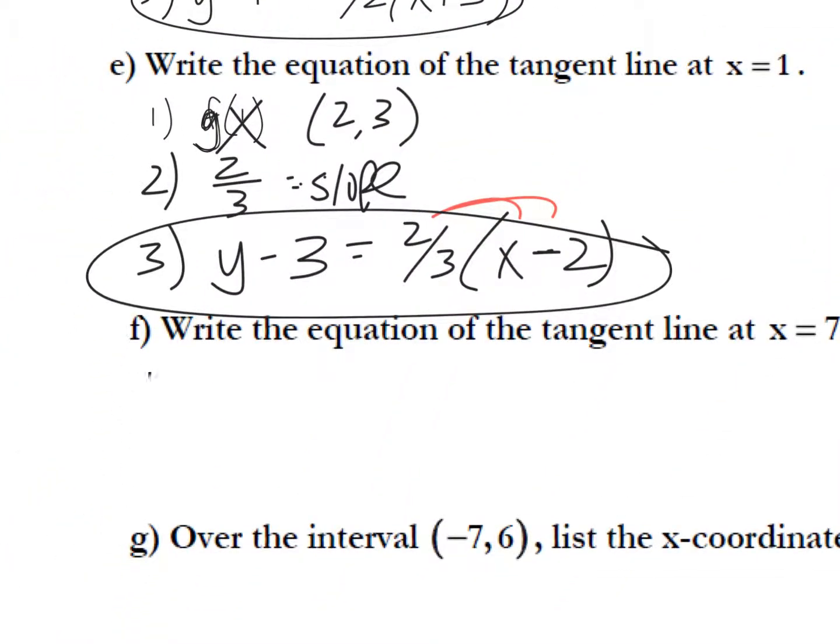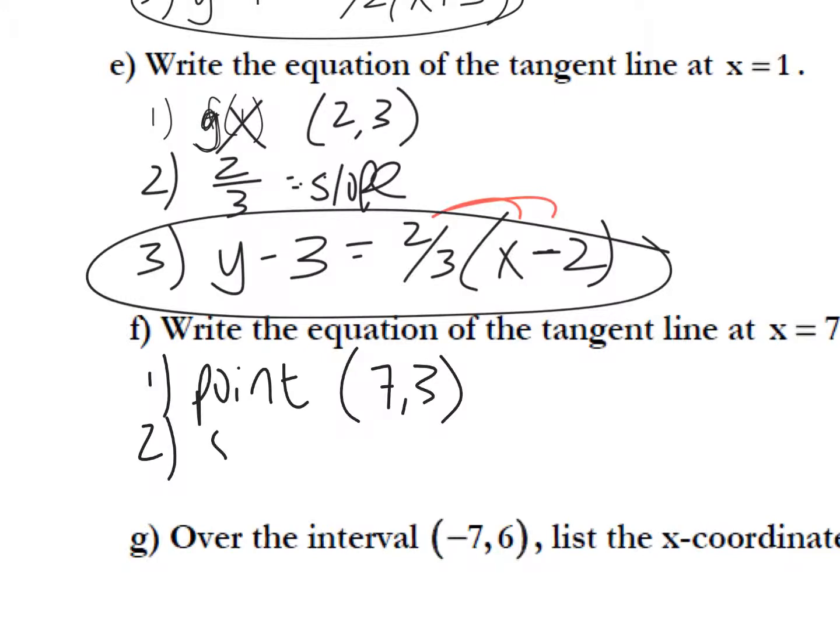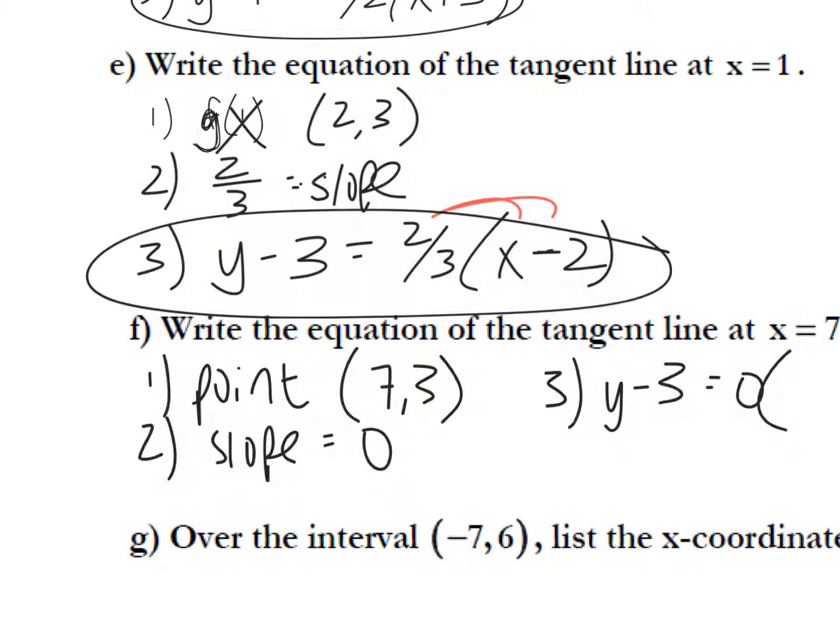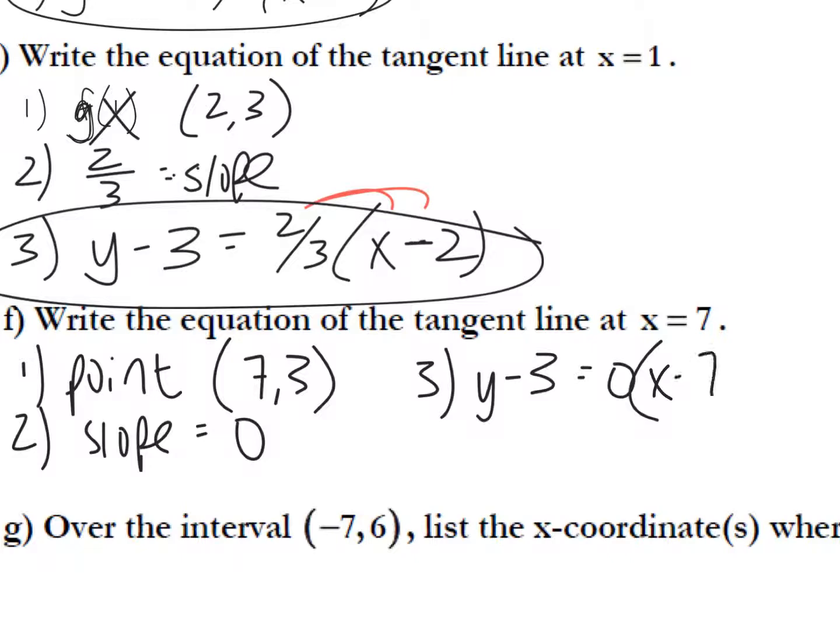So that's going to be my point, and remember my slope is 0. The point is 7, 3. The slope at x equals 7 is 0. It's a flat line. Therefore, the equation is y minus 3 equals 0 times x minus 7. That gives you y equals 3 when you simplify it. It is a horizontal line.